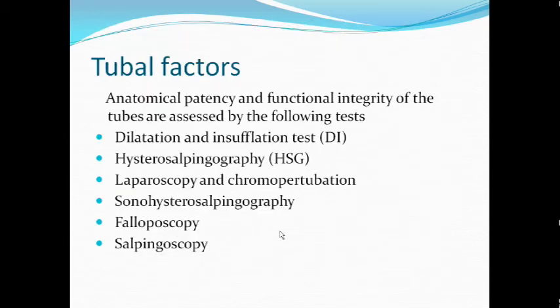Now after the ovarian factor, some tubal factor tests, for patency or functional integrity of the tubes. So different tests are available. The oldest one is the insufflation test, the dilatation and insufflation test, HSG, hysterosalpingography, laparoscopy and chromoperturbation, sonohysterosalpingography, falloposcopy and salpingoscopy.